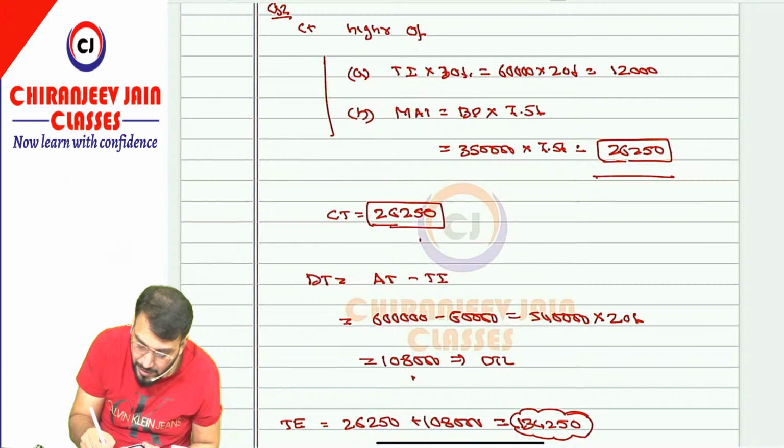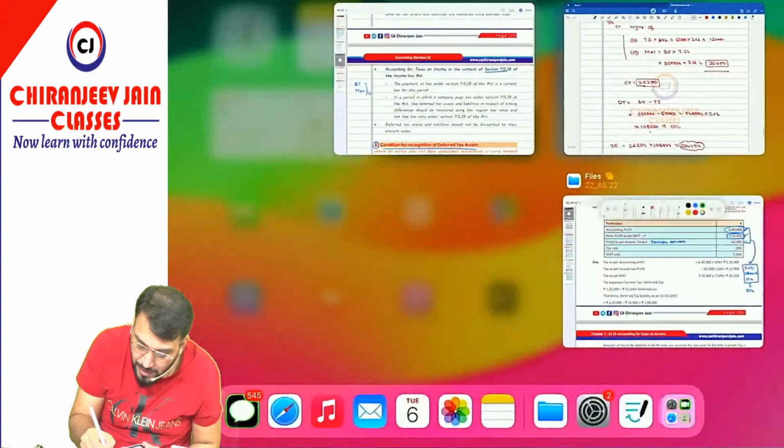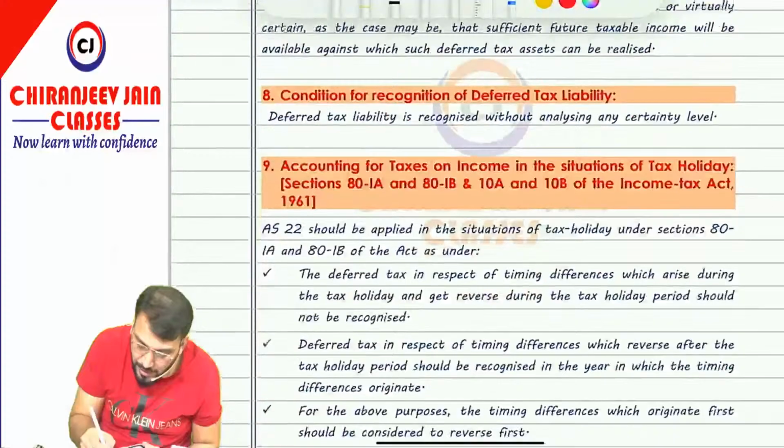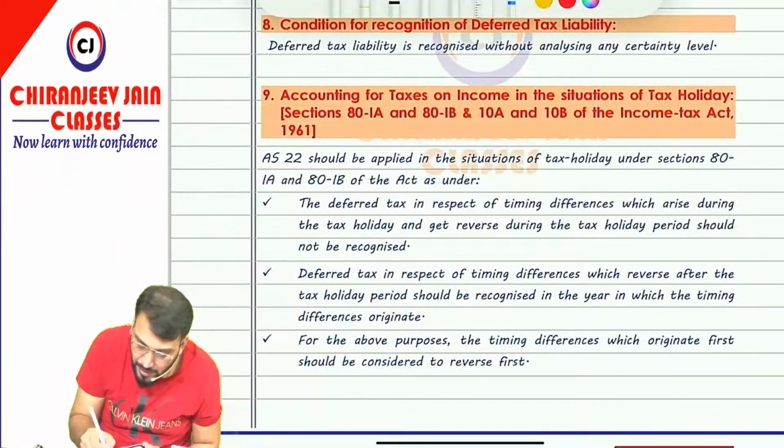Understood? Got this point? Now one more point is about the tax holiday. Do you know about tax holiday? There are some sections under income tax, like 10A, 10B, in which some tax holiday period is allowed. For the tax holiday period, say for 10 years, no tax will be payable, meaning the entire tax is exempted. So that is known as tax holiday period.